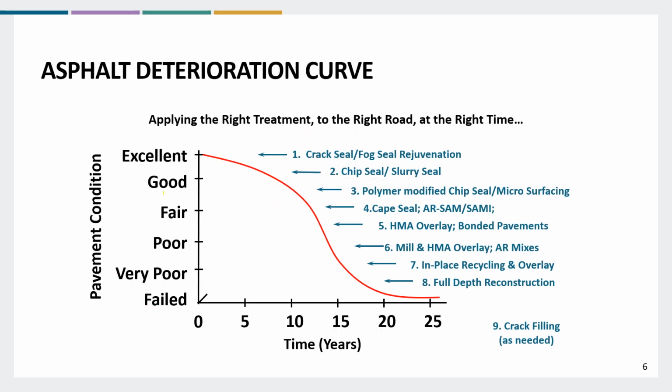This slide shows the asphalt deterioration curve. As your road starts to deteriorate, or the PCI starts to go down, on the right are the different tools that you can apply to address your roadway.